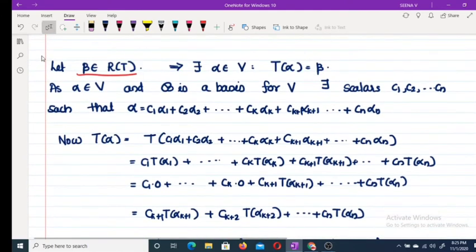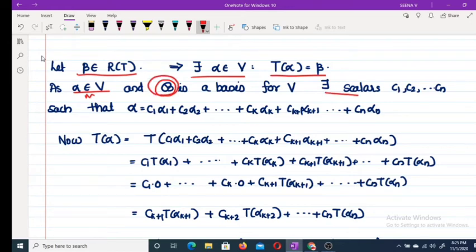Now beta belongs to R(T) means there exists an alpha belonging to V such that T alpha equals beta. But B is a basis for V and alpha belongs to V. Therefore, this alpha you can write as a linear combination of elements of B. That means there exist scalars c1, c2, etc. such that alpha equals this one.